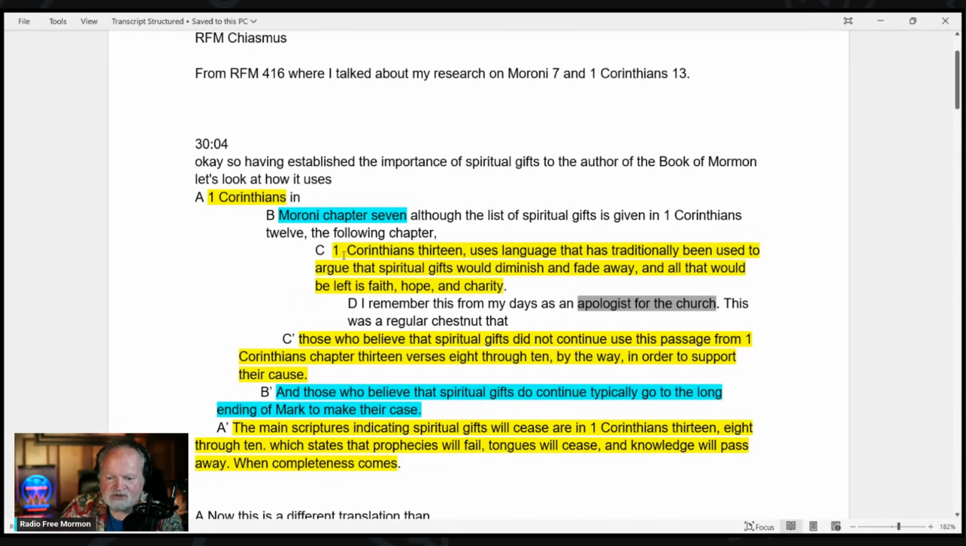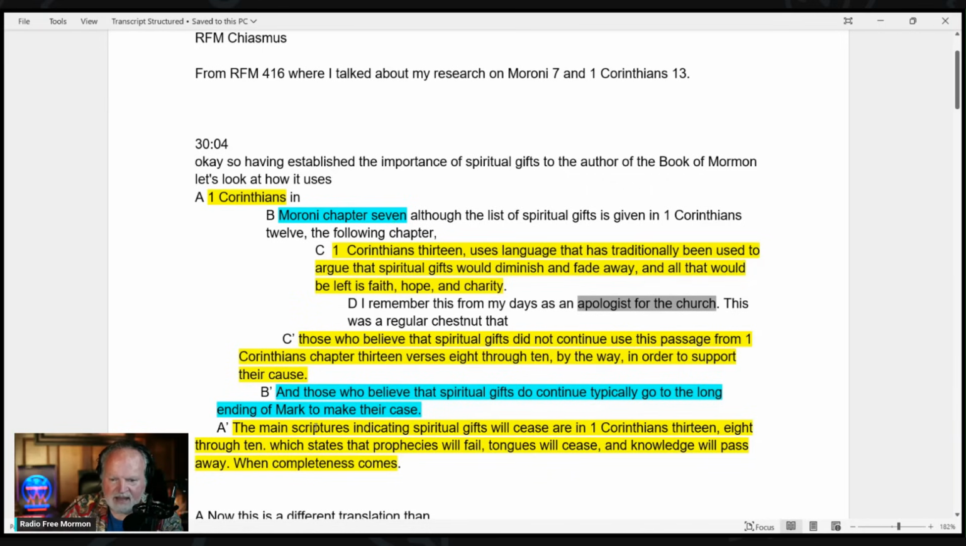And that's why it goes to C, which is 1 Corinthians 13 again, which uses language that has traditionally been used to argue that spiritual gifts would diminish, etc. And then we go to D, which is, I remember this from my days as an apologist for the church. Now, sub C, once again, talks about 1 Corinthians. You can see that those who believe that spiritual gifts did not continue use this passage from 1 Corinthians. See, that matches with C above. Sub B is, those who believe that spiritual gifts do continue typically go to the long ending of Mark to make their case. That's the same idea as in Moroni chapter 7.